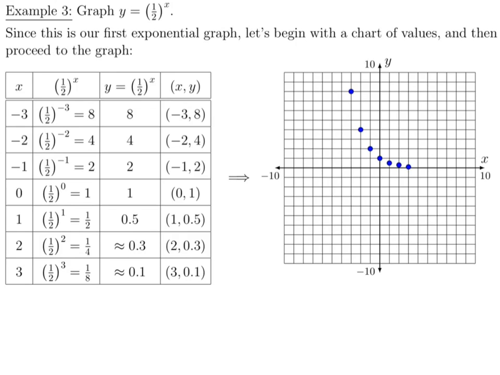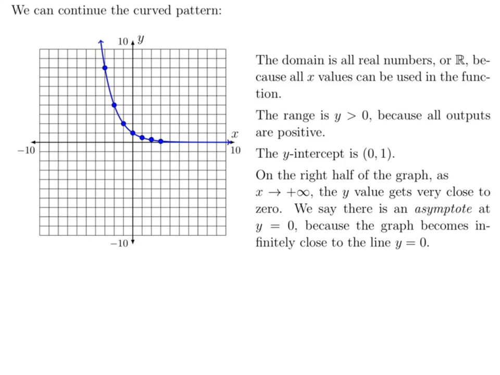Here's the first example. Again, because it's the first example, I made a t-chart for you. Put some dots down representing the dots from the t-chart. Then you can go ahead and connect the swoop. Same basic things happening. The domain is all real numbers, just like before. The range is all the numbers above that asymptote spot. The y-intercept is 0, 1, just like before.